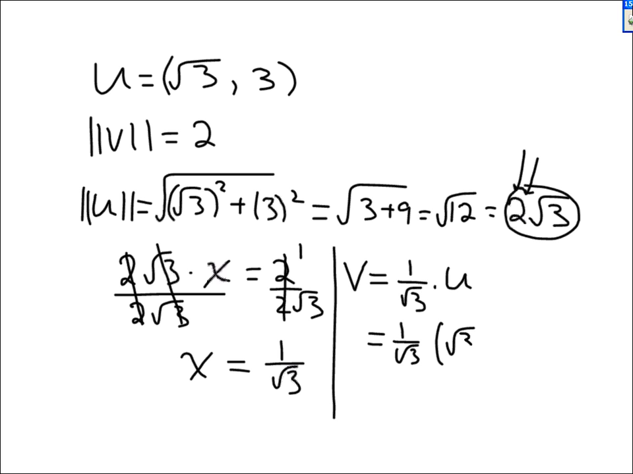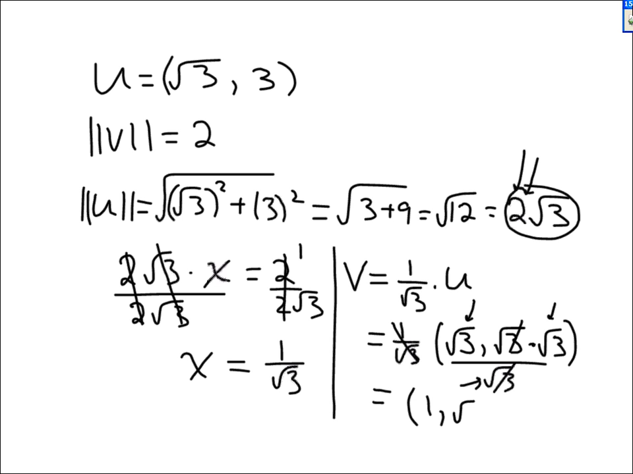u is square root of 3, comma 3. Now, I'm going to think of 3 as square root of 3 times square root of 3. That way, the division is easy. Multiplying by 1 over square root of 3 is the same as dividing by square root of 3. Square root of 3 divided by square root of 3 is 1. One of these square root of 3's cancels, and you're left with the other square root of 3. And there is your vector v. If you hated the way I did the arithmetic, do it however you like, but you'll get the same answer.